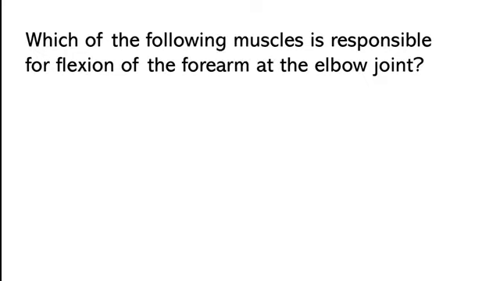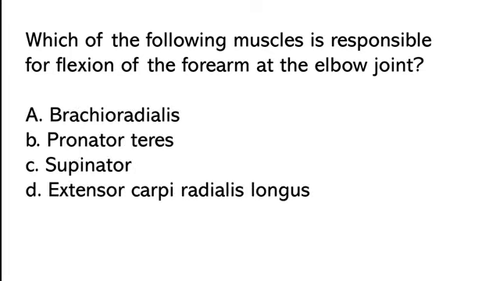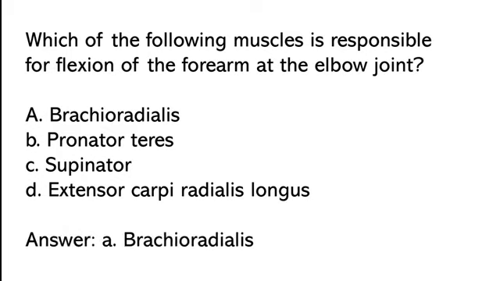Which of the following muscles is responsible for flexion of the forearm at the elbow joint? Brachioradialis, pronator teres, supinator, extensor carpi radialis longus. So the correct answer is option A, brachioradialis.